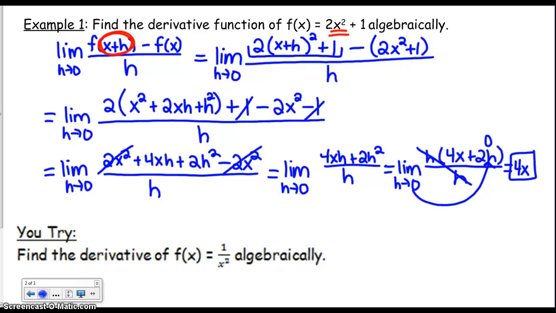So at this point, I would like you to pause the video and try on your own: find the derivative of f of x equals 1 over x squared algebraically. When you have finished, unpause the video, and I will give you the answer. So the answer is f prime of x, remember prime represents derivative, is negative 2 over x cubed. If you did not get this, please bring your questions to class so we can discuss it.